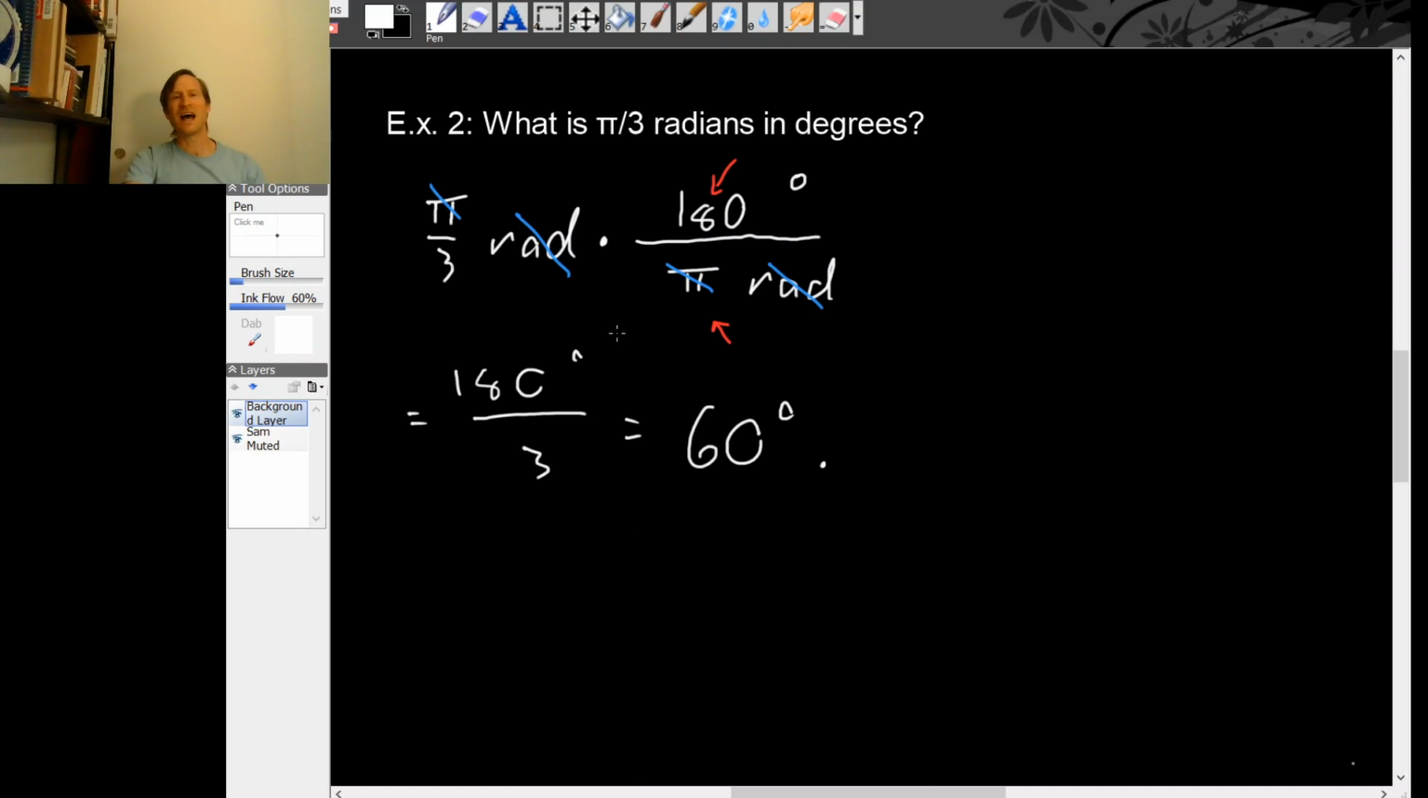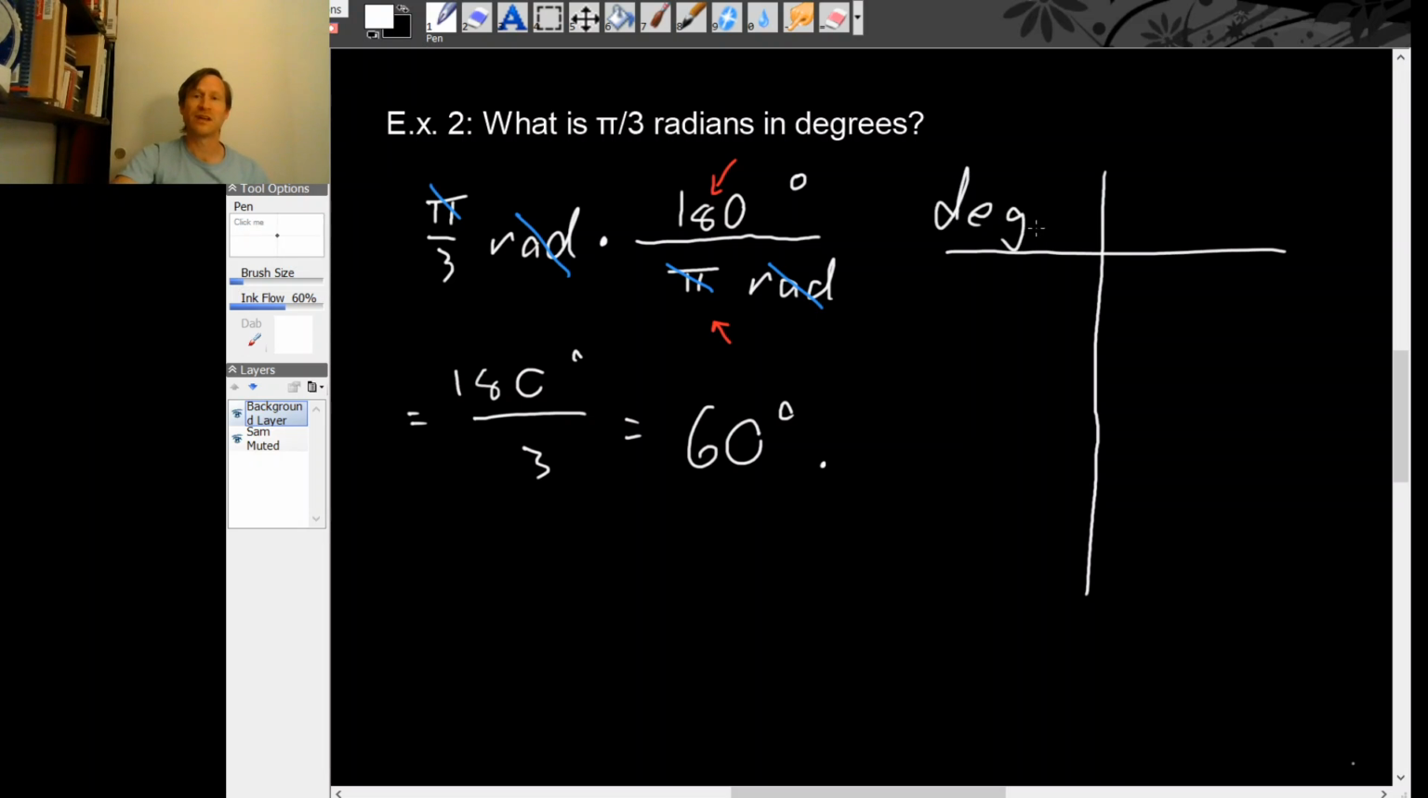So you can see any angle measurement in radians you can convert to degrees and vice versa. There are actually a few angles in radians and degrees that you should know. Let me make a quick chart of them. So angles measured in degrees and angles measured in radians. So first of all, 0 degrees is 0 radians. That's no big surprise. The next one is 30 degrees, which we just figured out is pi over 6 radians.